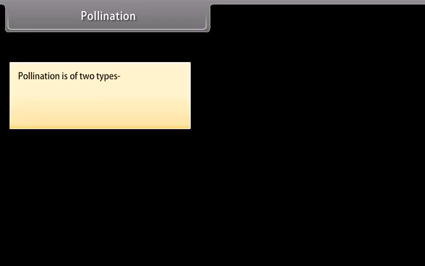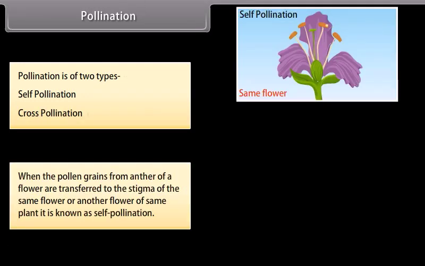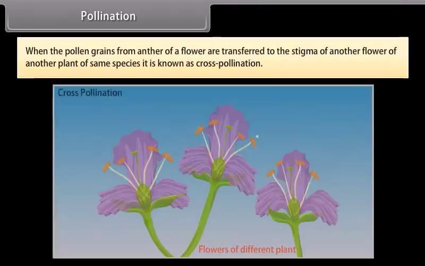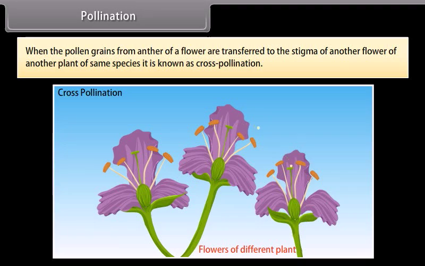Pollination is of two types: self-pollination and cross-pollination. When the pollen grains from the anther of a flower are transferred to the stigma of the same flower or another flower of the same plant, it is known as self-pollination. When the pollen grains from the anther of a flower are transferred to the stigma of another flower of another plant of the same species, then it is known as cross-pollination.